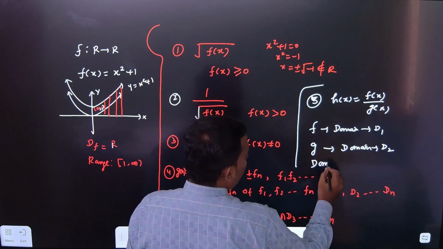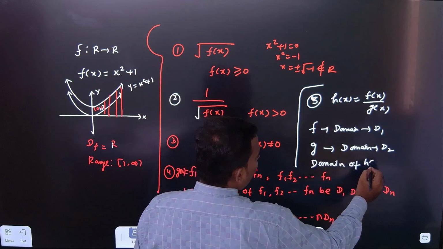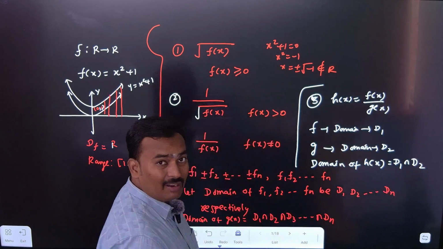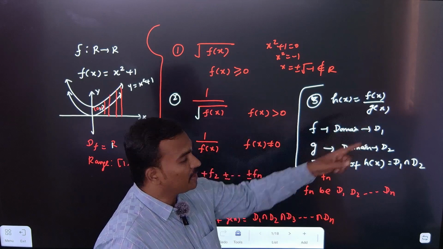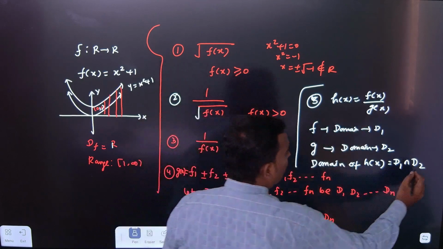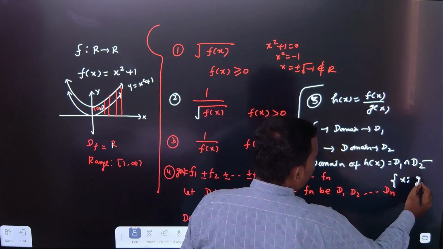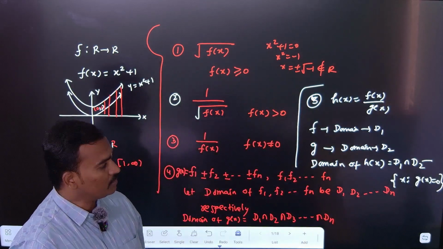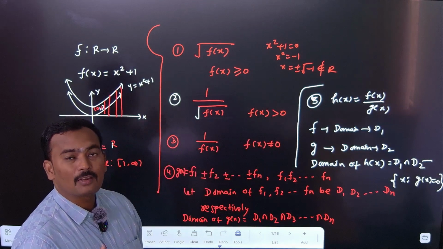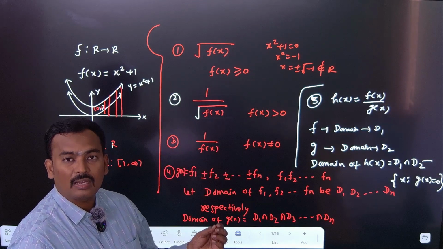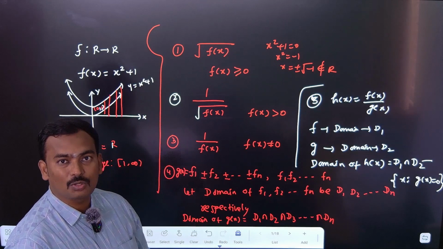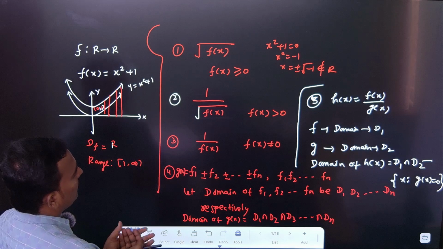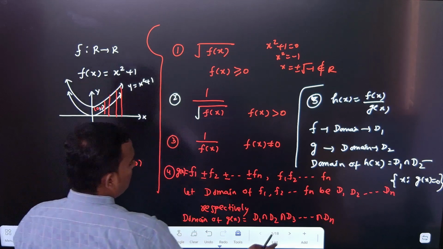The domain of h of x will be d1 intersection d2, but you have to remove one case. Which one? g of x equal to 0. That means you have to remove x such that g of x equals 0, because if g of x is 0, it is not defined. So we have to collect the defined values only; that is the domain. Understand? Okay, fine.